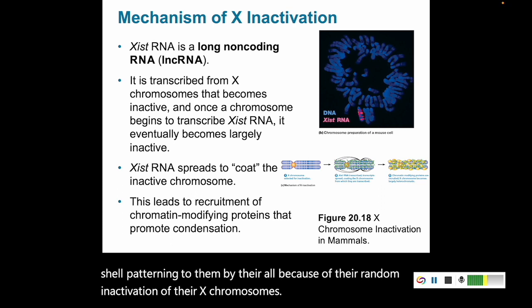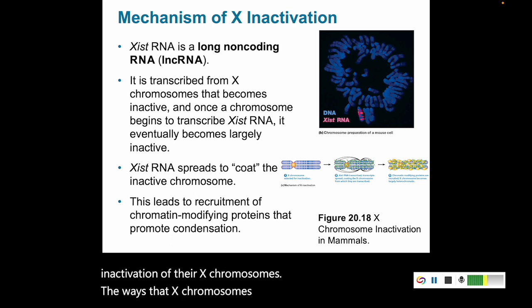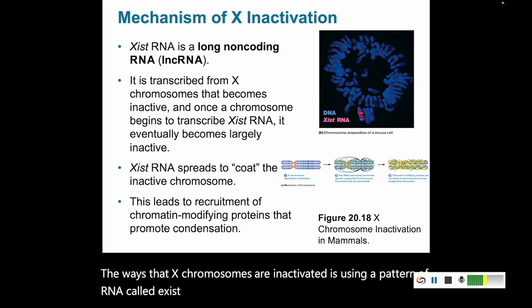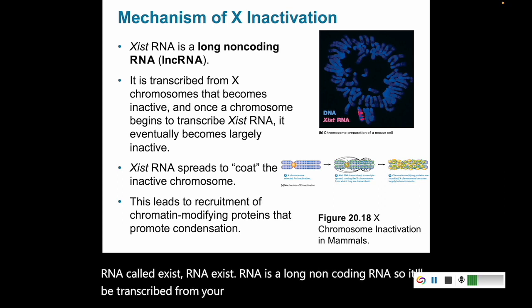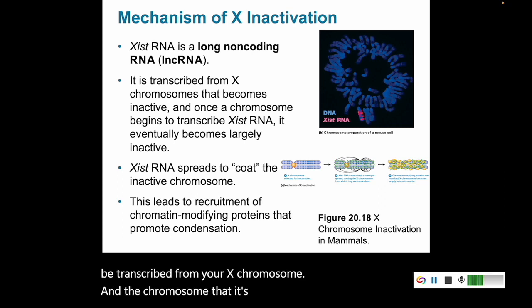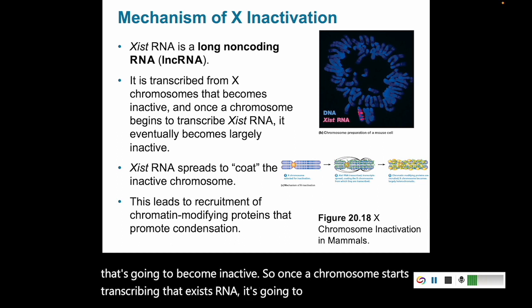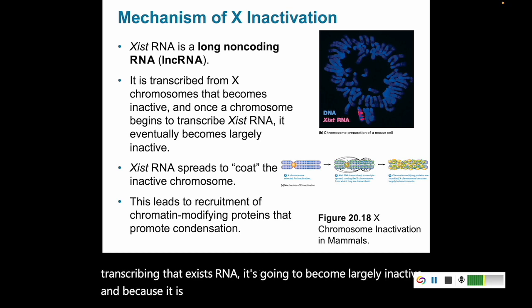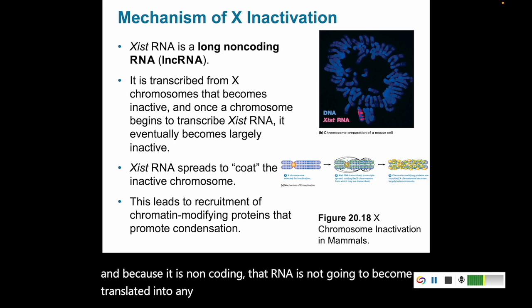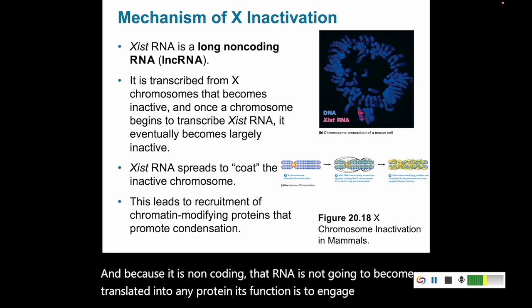The way that X chromosomes are inactivated is using an RNA called Xist RNA. Xist RNA is a long non-coding RNA, so it'll be transcribed from your X chromosome, and the chromosome that it's transcribed from is a chromosome that's going to become inactive. So once a chromosome starts transcribing that Xist RNA, it's going to become largely inactive. And because it is non-coding, that RNA is not going to be translated into any protein. Its function is to engage the inactivation of that X chromosome.